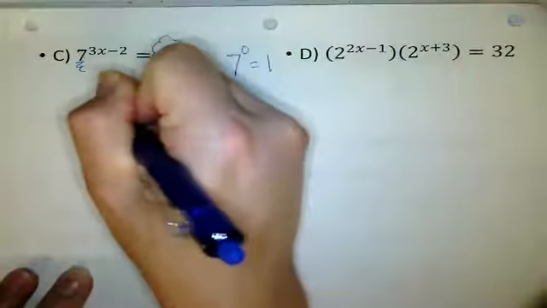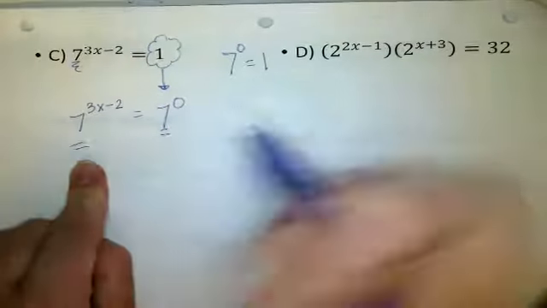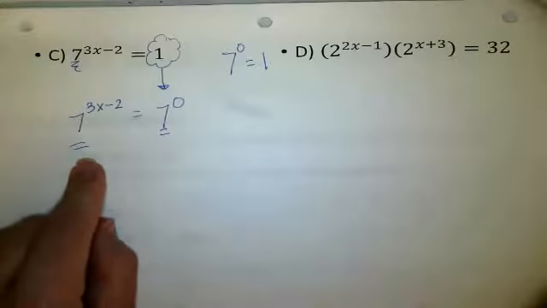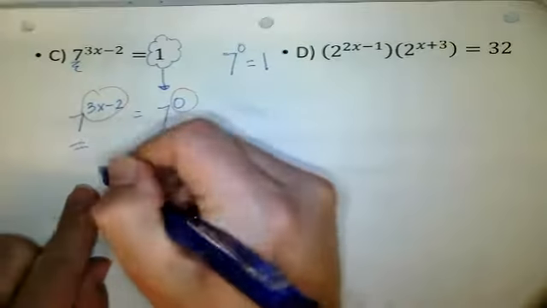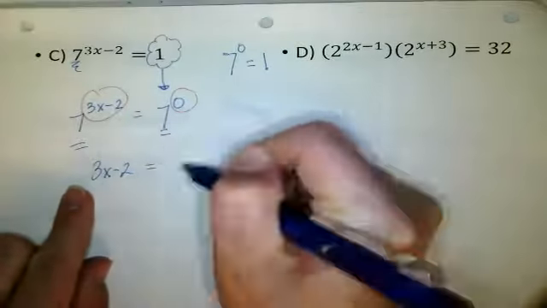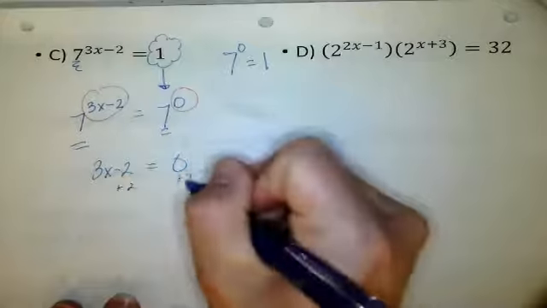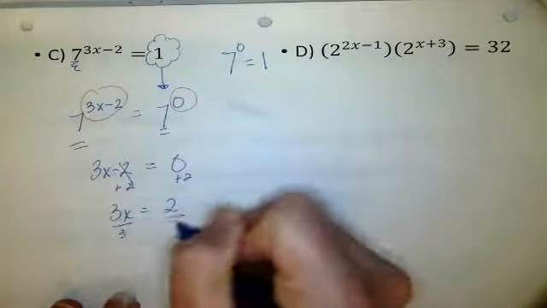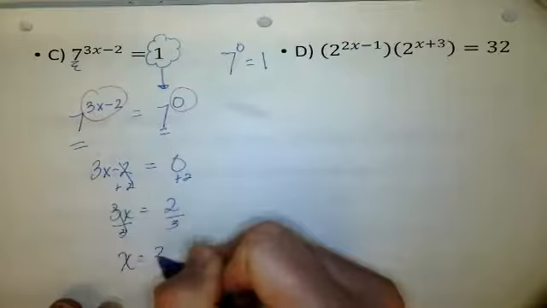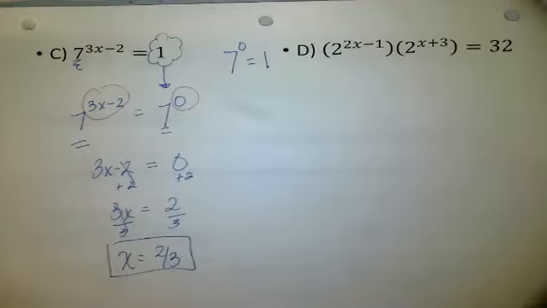And if we know that the bases match, what must be true? U equals V. The 3x minus 2 must equal 0. How do we solve for x? Add 2. And then divide by 3. x equals 2/3. All right.